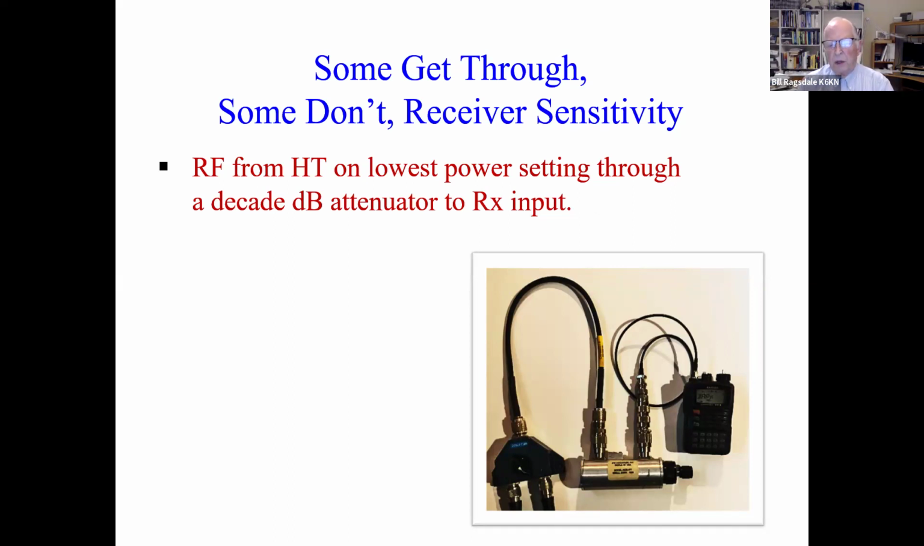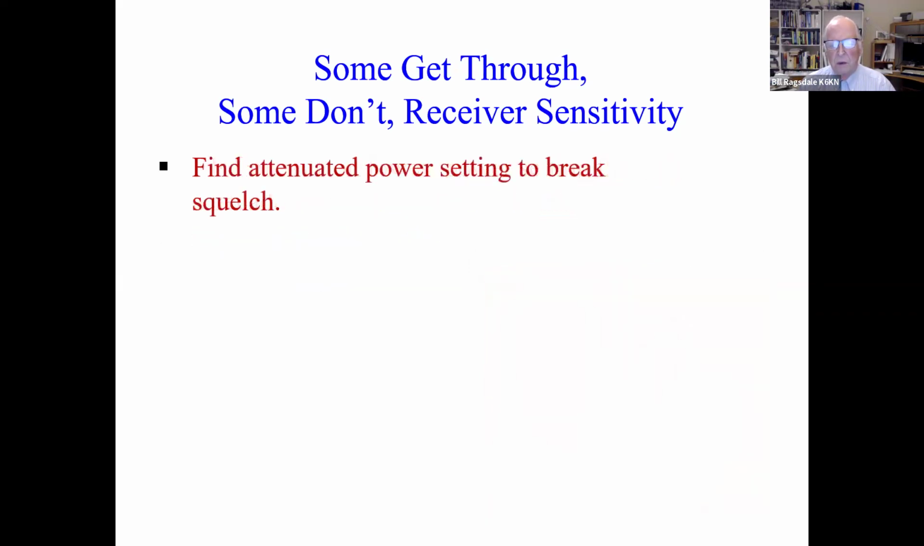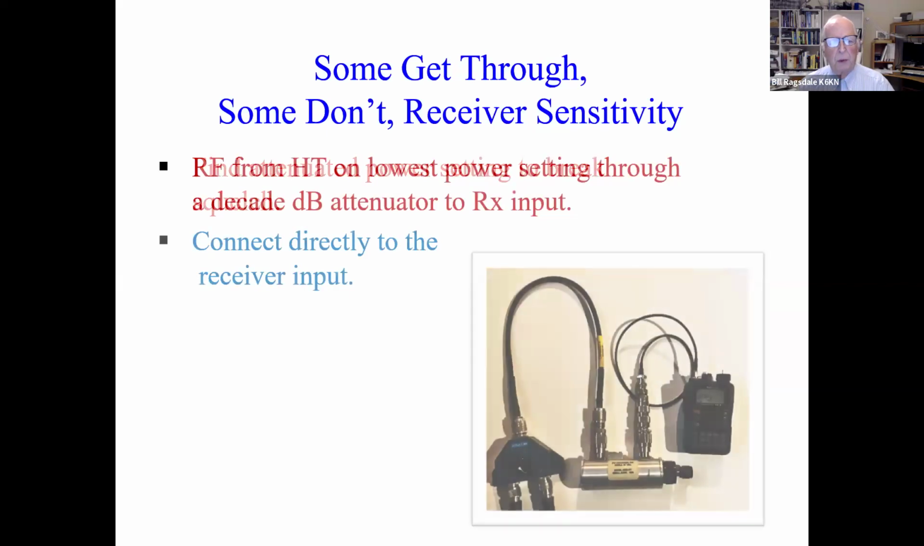So you can set your HT at its lowest power level, connect it to the receiver, and by adjusting the attenuation, you can get the sensitivity level of the receiver. We'll talk about that a little bit more in a minute.